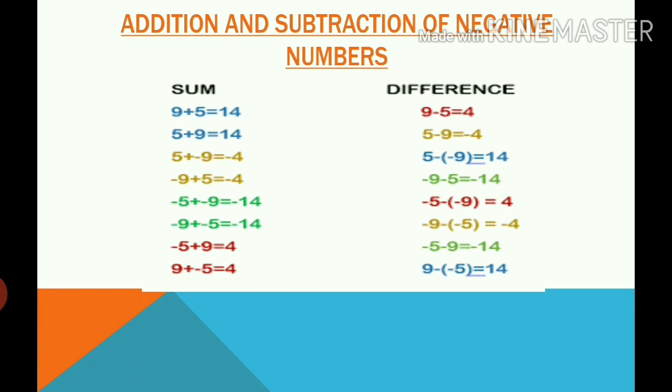Now minus 9 minus 5. Minus minus is plus. So you will do the operation of addition. You will add 5 and 9 and you will get 14. You have to write the sign of the bigger number. Okay, so here it is minus 5 minus minus 9 is equal to 4.